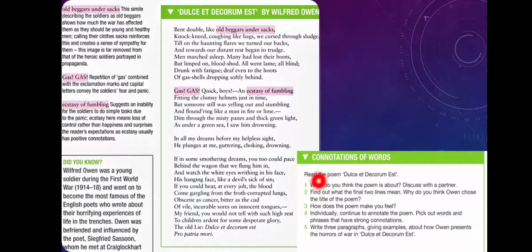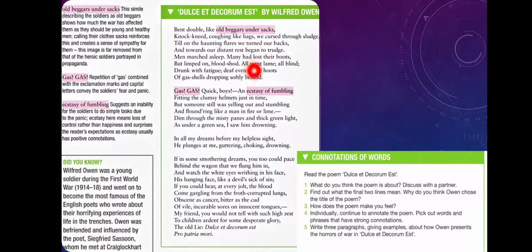So number 3, how does the poem make you feel? As I told you before, when you read any text, you will be left with a feeling, how the text impacts on you. What are the feelings that you have after reading this text? Individually, continue to annotate the poem, pick out words and phrases that have strong connotations. Now, you have to go through the text and spot the words that carry connotation meaning.